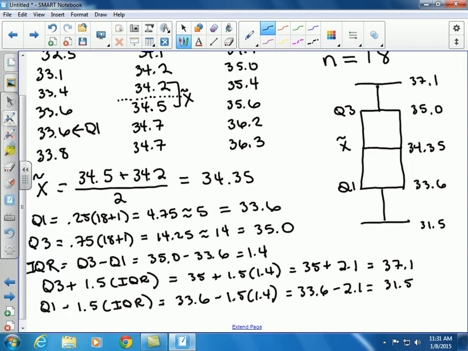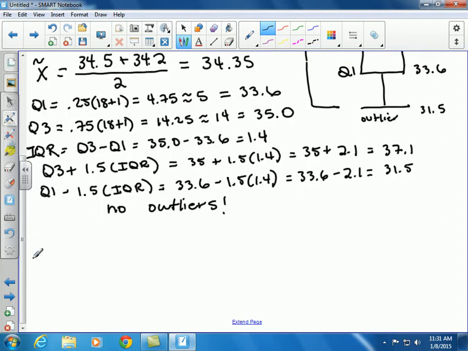So this graph that I put on the side happens to be the box plot, or the box and whisker. What's really important is that in the box and whisker, if a data point lies outside of that, we would have an outlier. We can see that we don't have any data points above 37.1. Our highest is 36.3, and we don't have any data points below 31.5 because our lowest is 32.5. So we can conclude here we have no outliers.